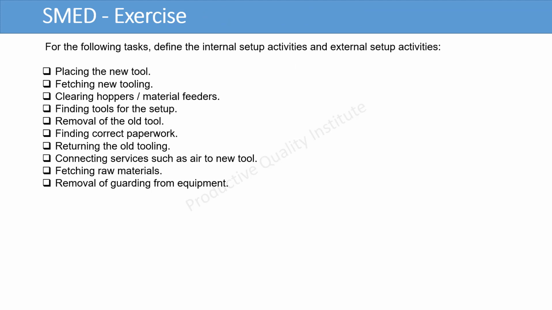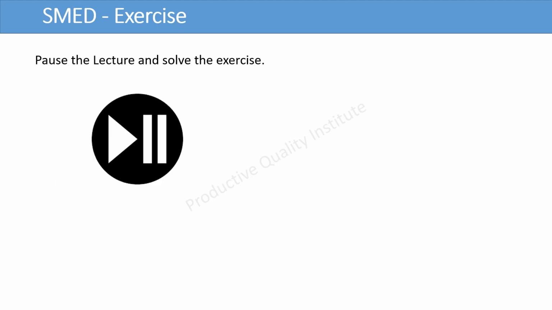For the following tasks, define the internal setup activities and external setup activities: placing the new tool, fetching new tooling, clearing hoppers or material feeders, finding tools for the setup, removal of the old tool, finding correct paperwork, returning the old tooling, connecting services such as air to new tool, fetching raw materials, removal of guarding from equipment. Please pause the lecture and solve the exercise.